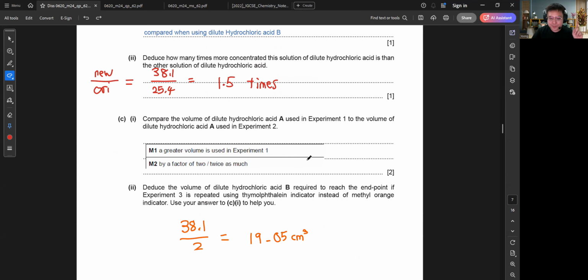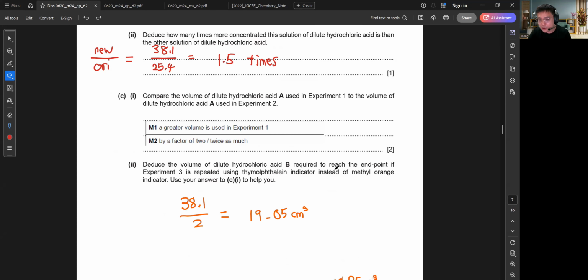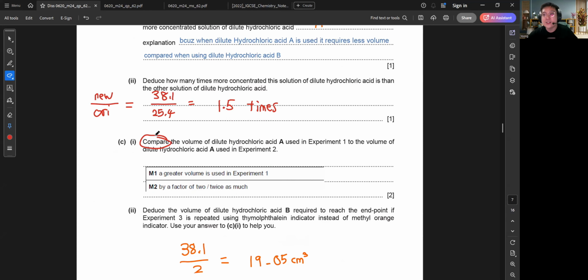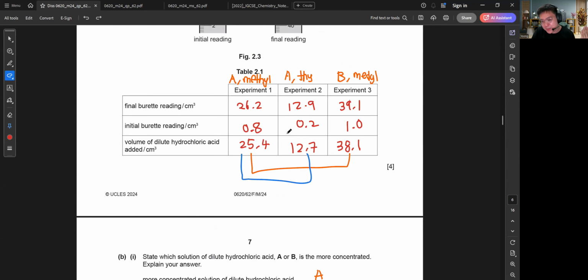Okay, C1. Compare the volume of dilute hydrochloric acid A used in experiment 1 compared to experiment 2. They just asked us to compare. They didn't say anything else. So we just compare. You just scroll up here. What's the first thing you see between experiment 1 and experiment 2? Clearly, experiment 1 uses a larger volume. So we just write that down: experiment 1 uses a larger volume of dilute hydrochloric acid compared to experiment 2.